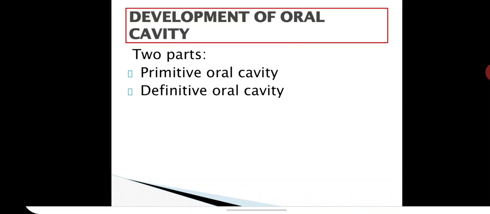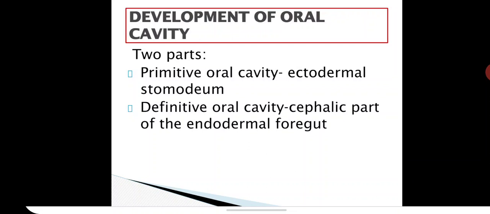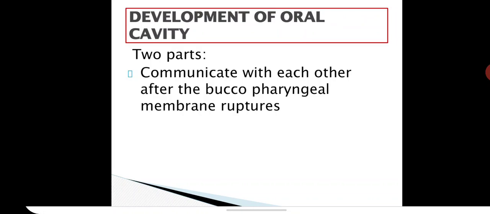The mouth cavity consists of two parts, primitive and definitive. The primitive mouth or primitive oral cavity is derived from the ectodermal stomodium. And the definitive mouth is derived from the cephalic part of the foregut and it is endodermal. Both are separated by the buccopharyngeal membrane in the beginning. After its rupture, both communicate with each other.